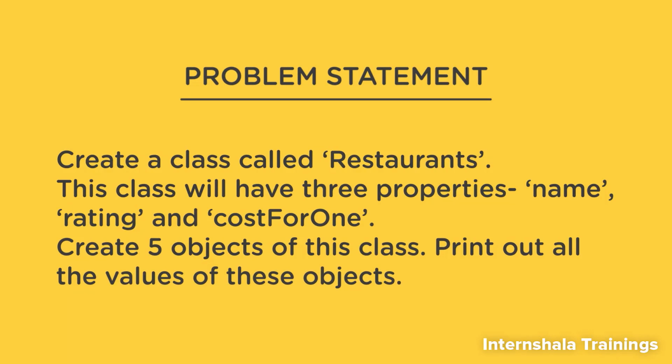Create a class called restaurants. This class will have three properties: name, rating and cost for one. Create 5 objects of this class. Print out all the values of these objects. Let's see how we can do this.